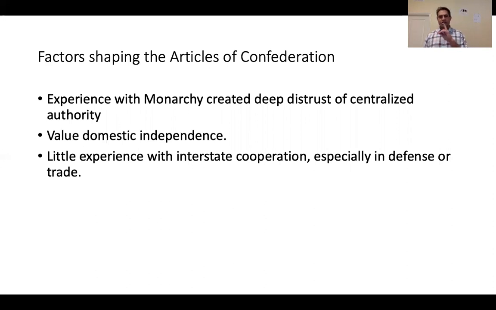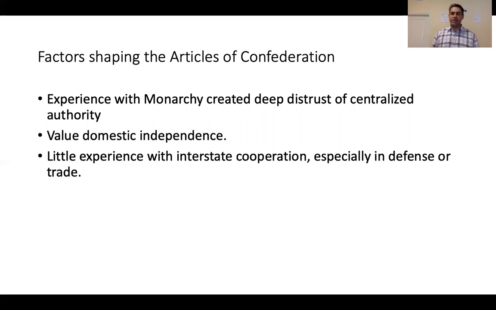The first is that their experience with monarchy makes them very distrustful of centralized authority. They are, in fact, in the midst of a revolt against a monarch, against a tyrannical king from England, as they perceive it. And the last thing they want to do is replace this king with another of their own. They do not want to create conditions where they are oppressed yet again. They don't want to submit to a tyranny of the minority. So they are very distrustful of creating any strong central government or figure within that central government.